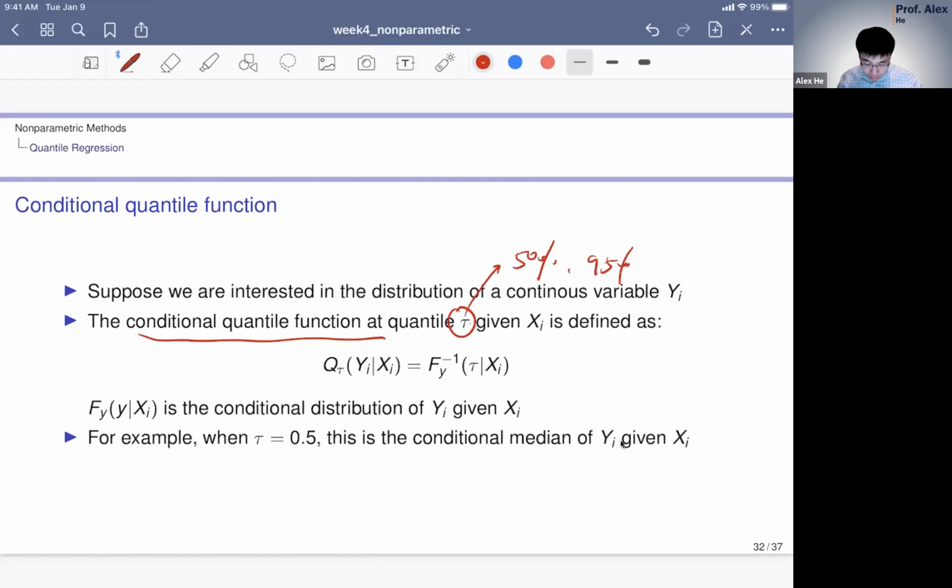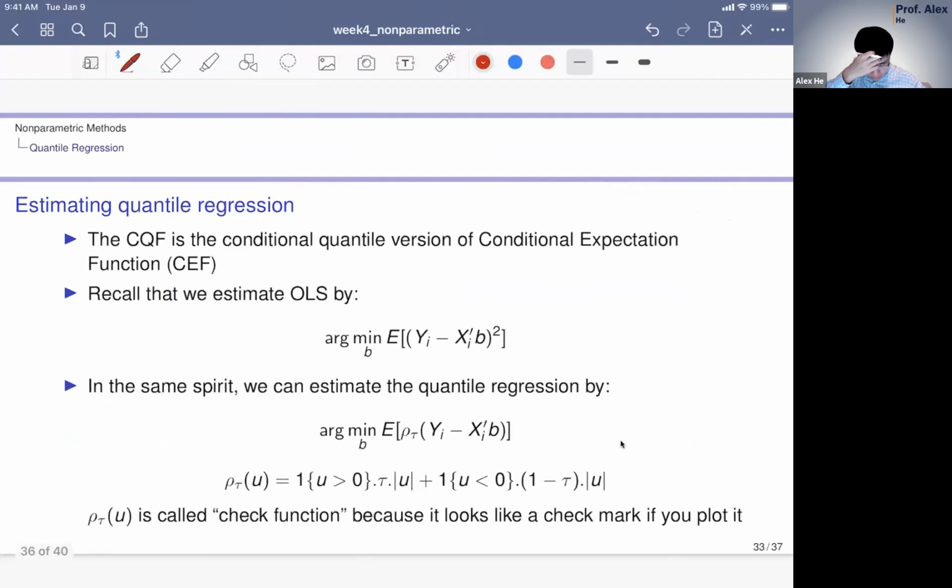And then you know that F is the CDF, right? So F at that value of the quantile is equal to tau. So if you want to know that quantile, it's just the inverse of F as a function of tau. So for example, if tau is equal to 0.5, then this F to the minus 1 of 0.5 is just equal to the median. Okay, so that gives you the tau-th percentile.